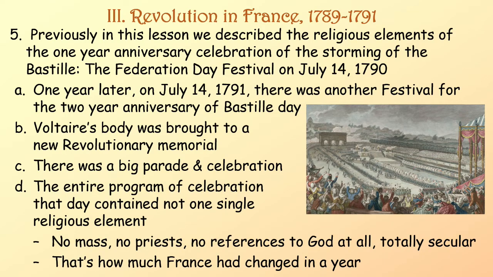Previously in this lesson, we described the religious elements of the one-year anniversary celebration of the storming of the Bastille, the Federation Day Festival on July 14th, 1790. Well, 1 year later, on July 14th, 1791, there was another festival for the 2-year anniversary of Bastille Day. Voltaire's body was brought to a new revolutionary memorial. There was a big parade, big celebration. The entire program of celebration that day contained not one single religious element.